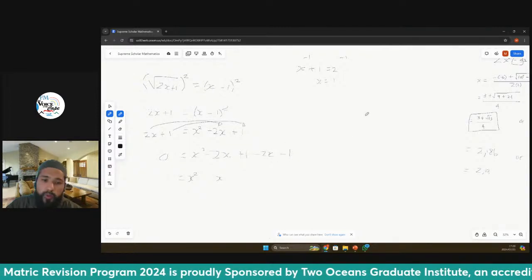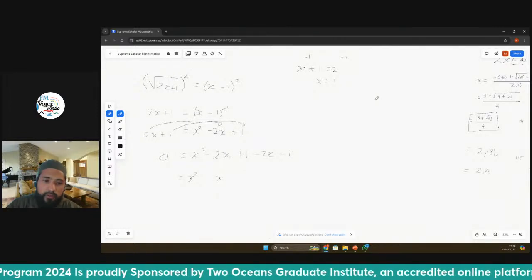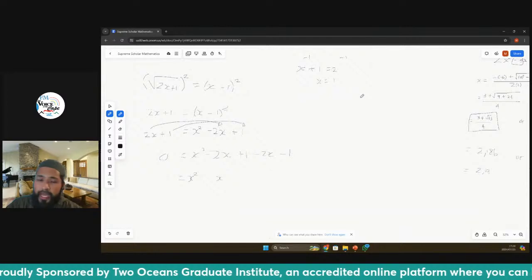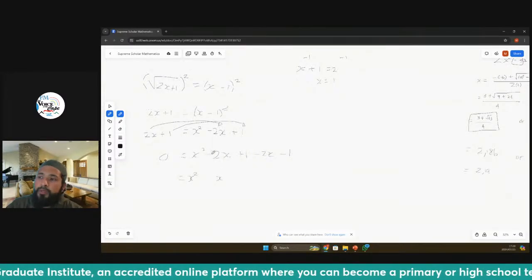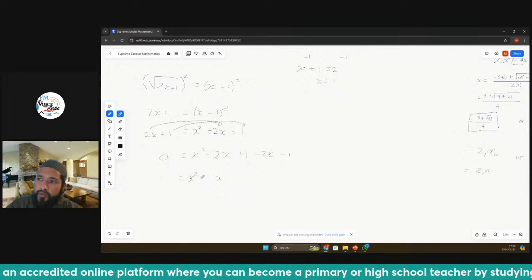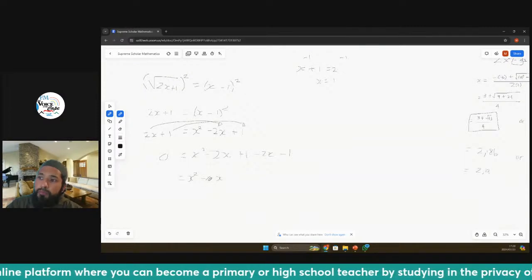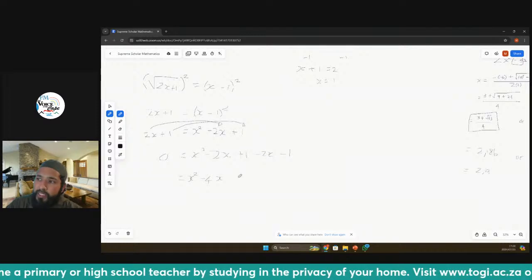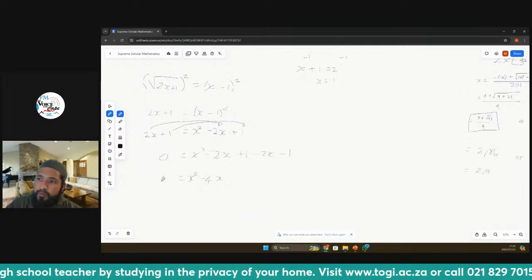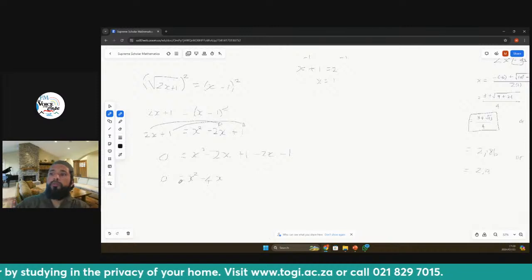How does that work? Well, if I have 4 apples and 3 apples, I can add them up to have 7 apples, right? Anything that's the same, I simply add the number. So minus 2 and minus 2 will be minus 4x, right? And then the last number here is 1 minus 1, and that's obviously going to be 0. So we have 0 is equal to x squared minus 4x.